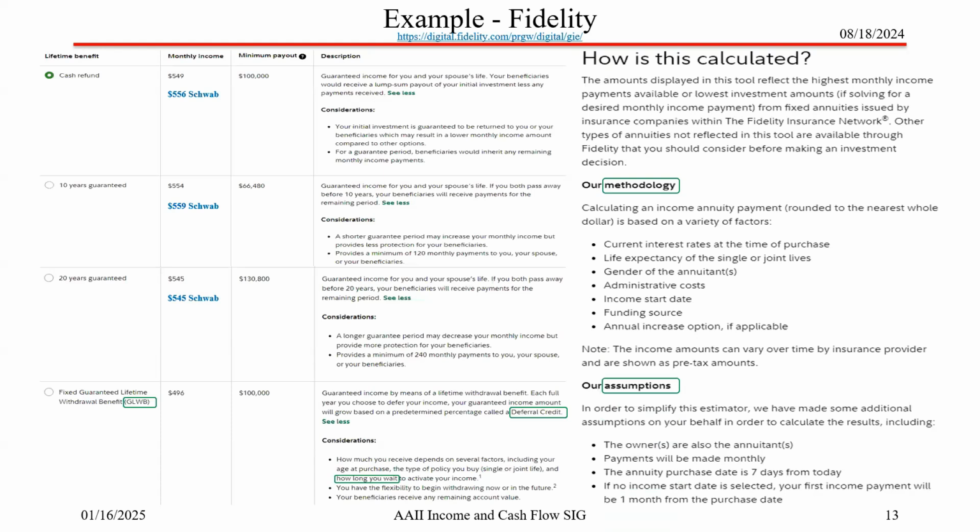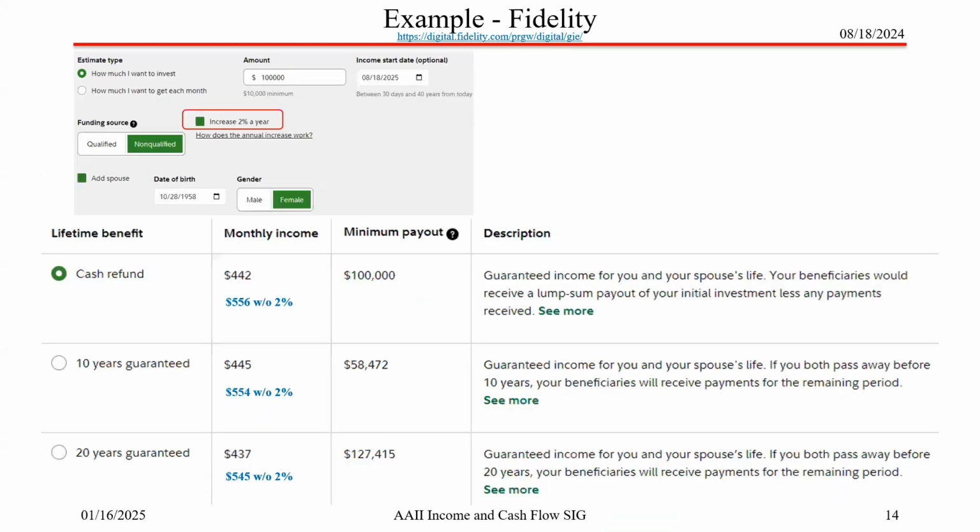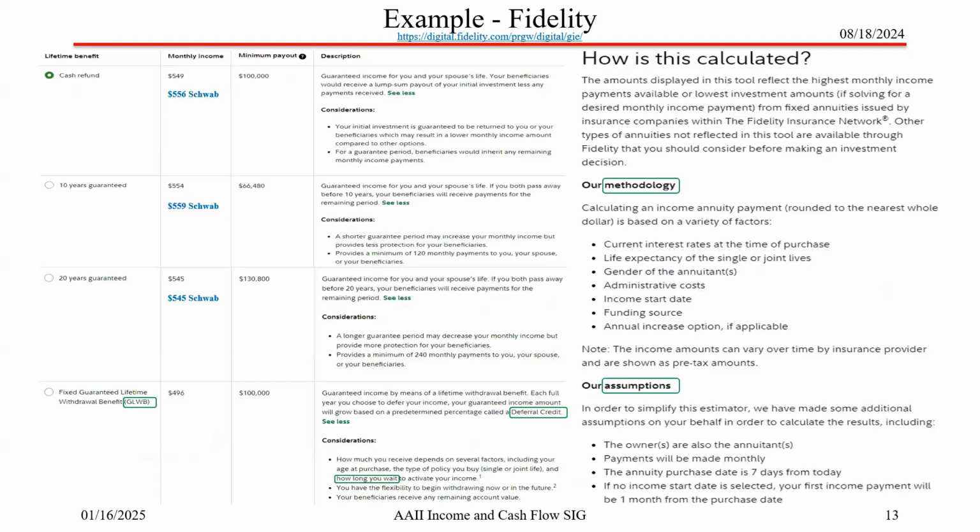I'm not going to go through every single one because everybody can read that, and there's more stuff on the website. So what is interesting with Fidelity here is, oh, by the way, I listed the comparable Schwab numbers, and you can see that they are very, very similar, right? A few dollars different each month.